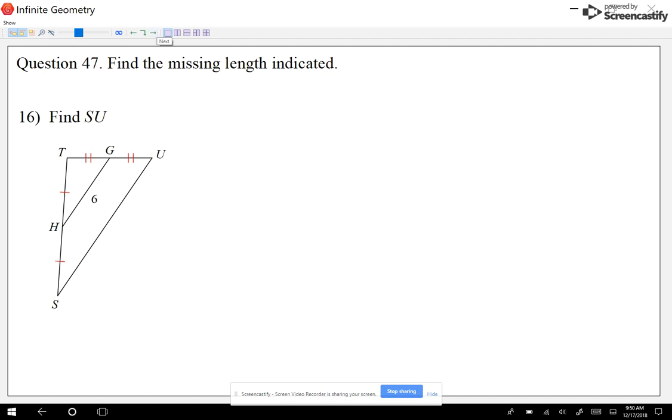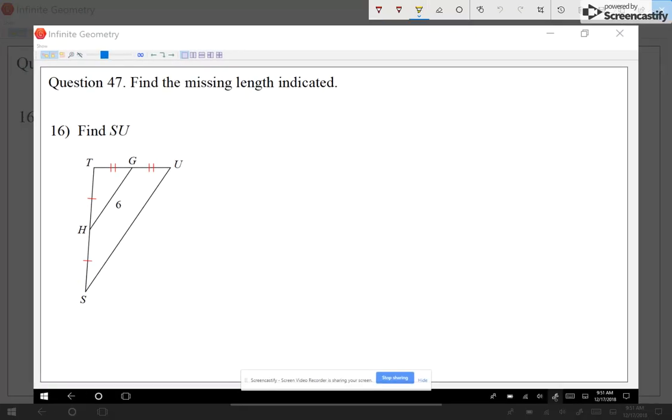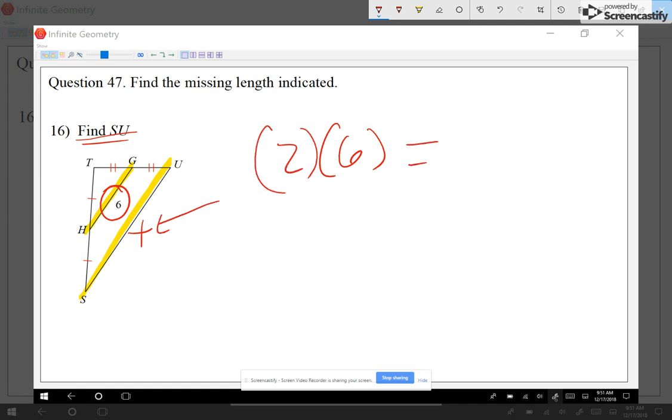Now, our number 16, we're going to look at the mid segment of a triangle, which is that. And I know it's parallel to this side. As a matter of fact, I'm asking you to find SU, the big side. We don't know how big it is, so let me call it x. The way we're going to solve it, we're going to multiply the mid segment by 2, and it's going to equal the big side. Mid segment times 2 is equal to the side. So 2 times 6 equals x. I'm going to say x is equal to 12. Mid segment times 2 equals the big side.